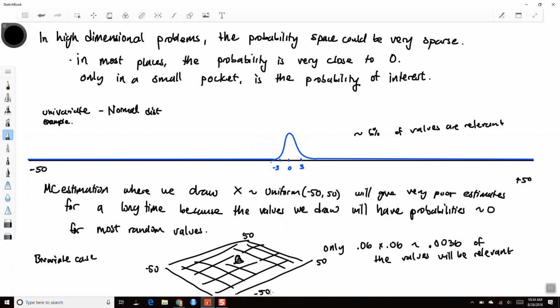And so the method of drawing IID values using rejection sampling or something like that will be too inefficient for it to be of use for us. So we need to have something better. And that's where the Markov chains come in.